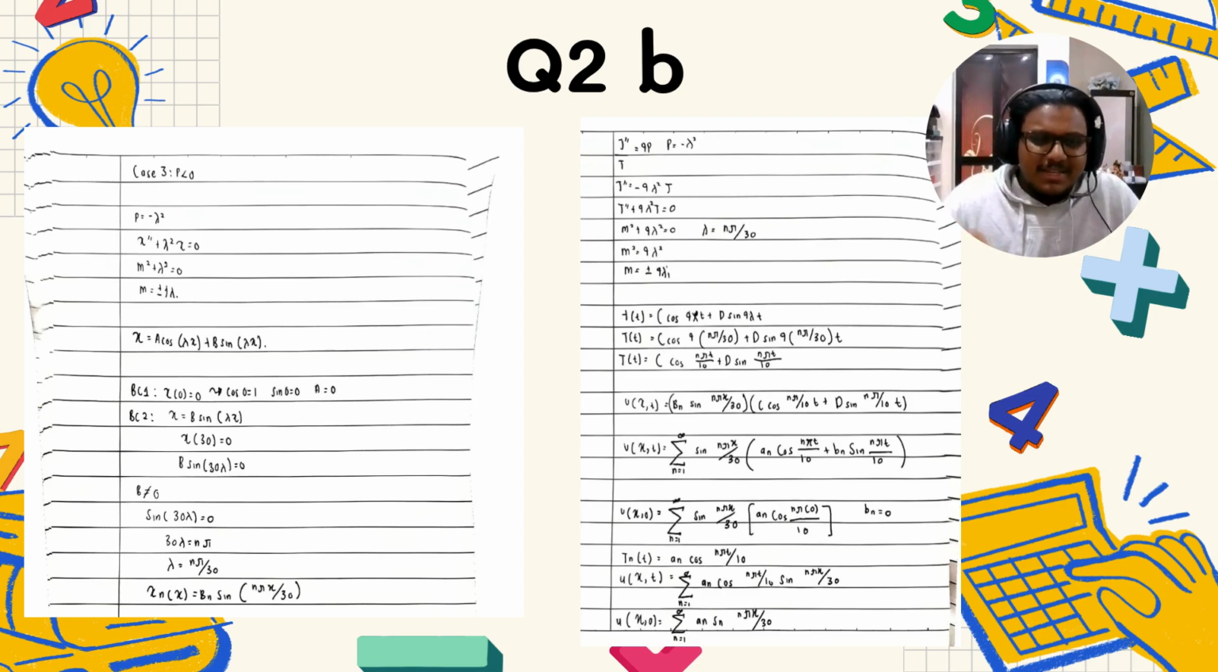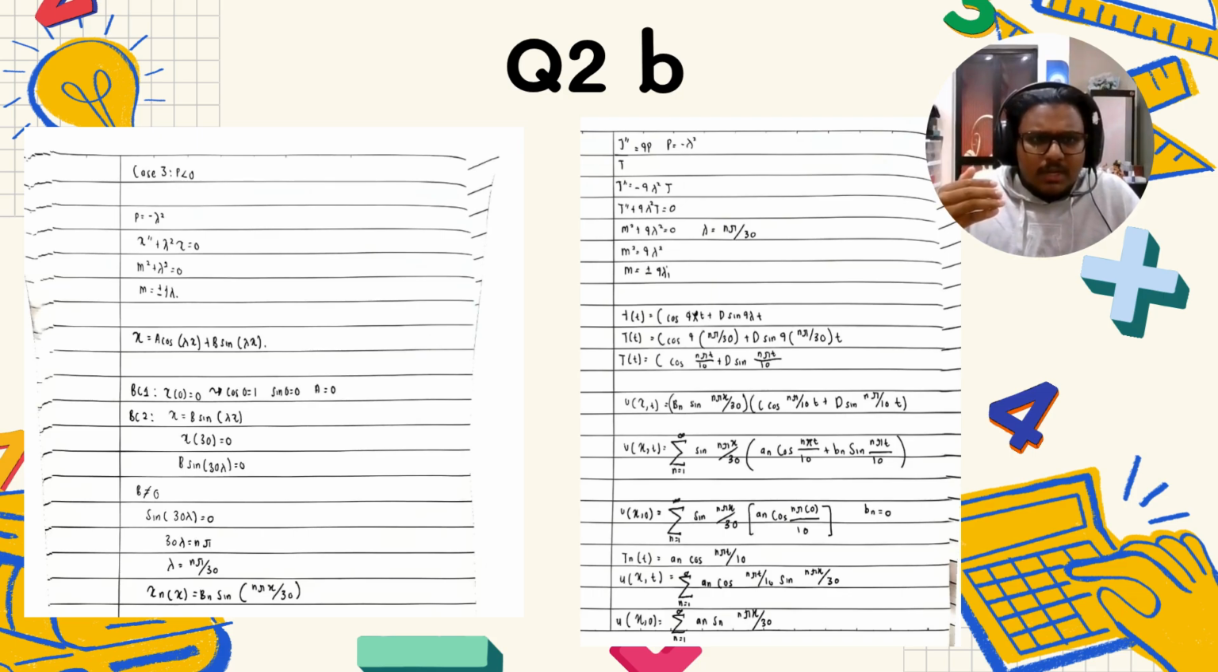Okay. Next, we substitute the eigenvalues we found earlier, which is λ equals nπ over 30, into the equation. The 3 and the 30 simplify beautifully, leaving us with our final time function, which is T(t) equals C cos(nπt over 10) plus D sin(nπt over 10).